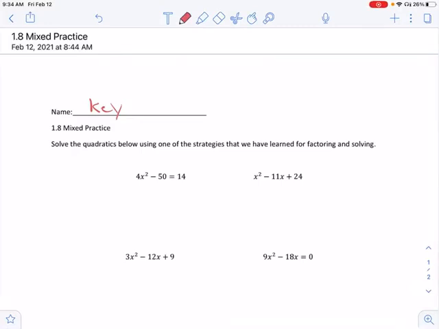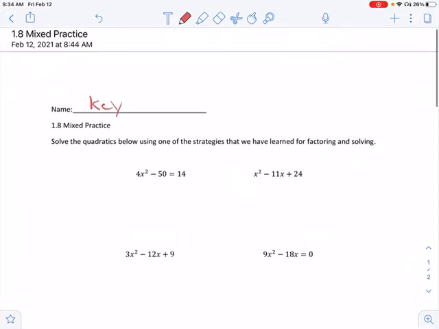Hey everyone, and welcome to the quadratic solving mixed practice. So here we're going to get to see a bunch of different strategies for solving quadratics mixed together, and needing to kind of understand when to use each.